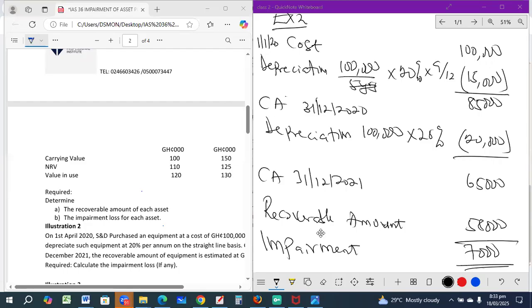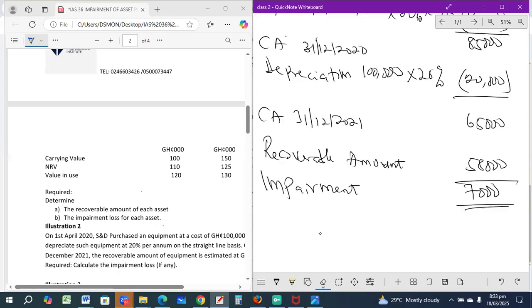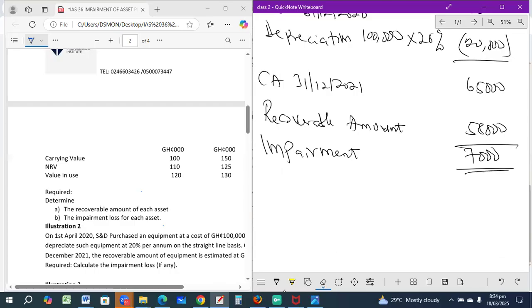Yes, sir. His question was that if it were to be a full year depreciation, what do you do? When it's a full year depreciation, you don't prorate it. In the same way, you can do it the straight away method. But when the question says that you should calculate the impairments, by that method, this is how it's going to be.